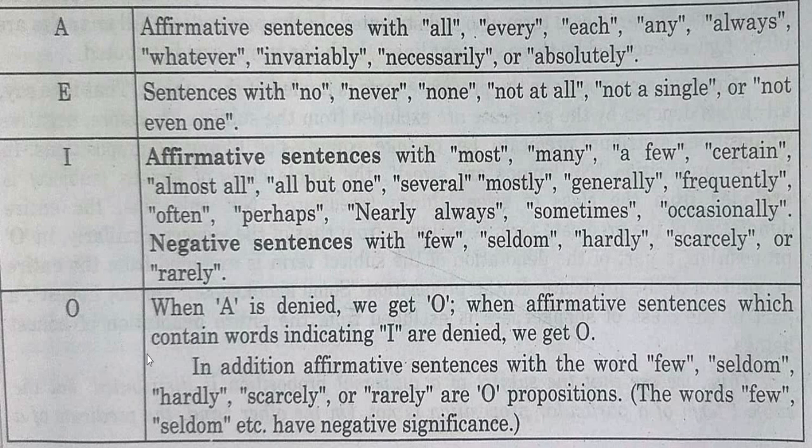For the O proposition type, when A is denied, we get O. So when affirmative sentences which contain words indicating I are denied, we get O. In addition, affirmative sentences with the words few, seldom, hardly, scarcely, or rarely are O proposition type. The words few, seldom, etc.